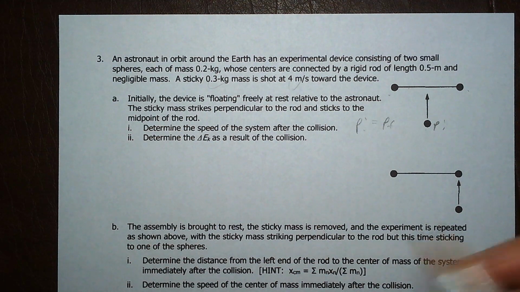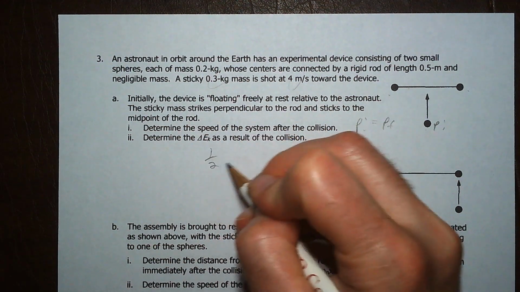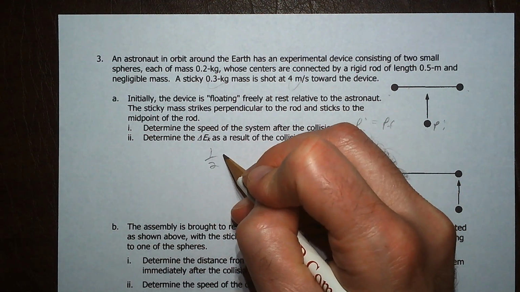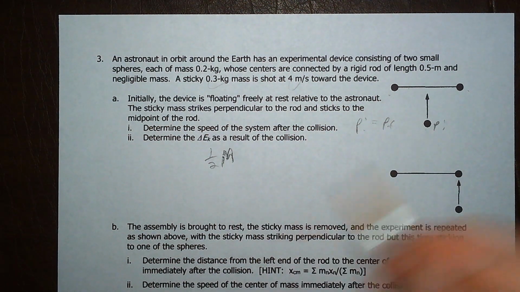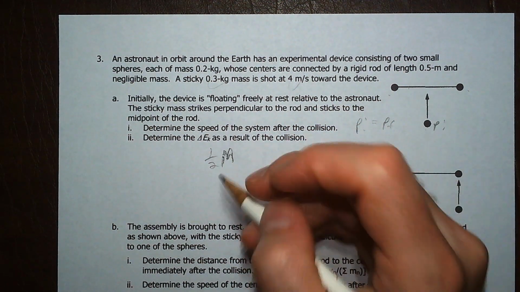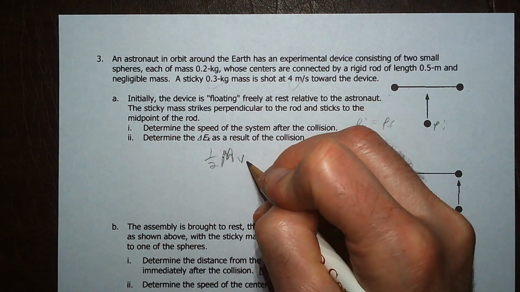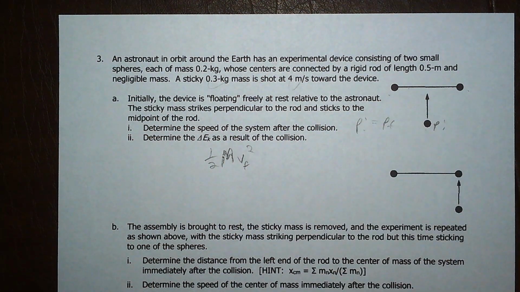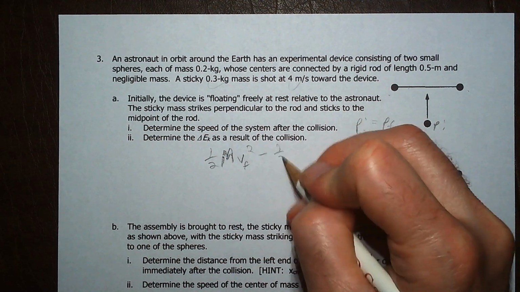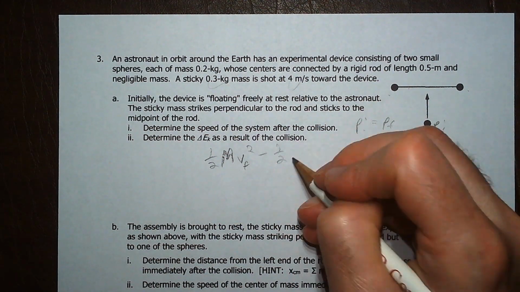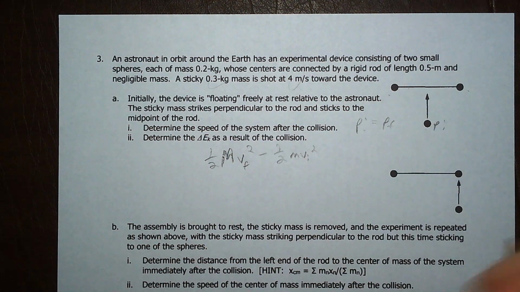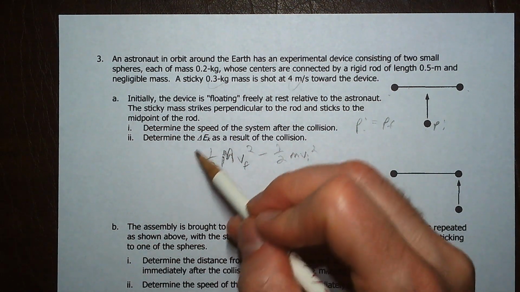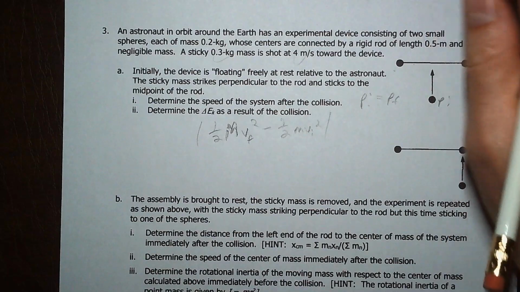Determine the change in kinetic energy. So 1/2 the whole mass, I'll use big M, so that'd be 0.2 plus 0.2 plus 0.3 times that final speed squared that you just found, minus 1/2 the mass of this one, times vi squared. And so you can figure out the change in energy. Again, that's going to be negative, so you want the absolute value.